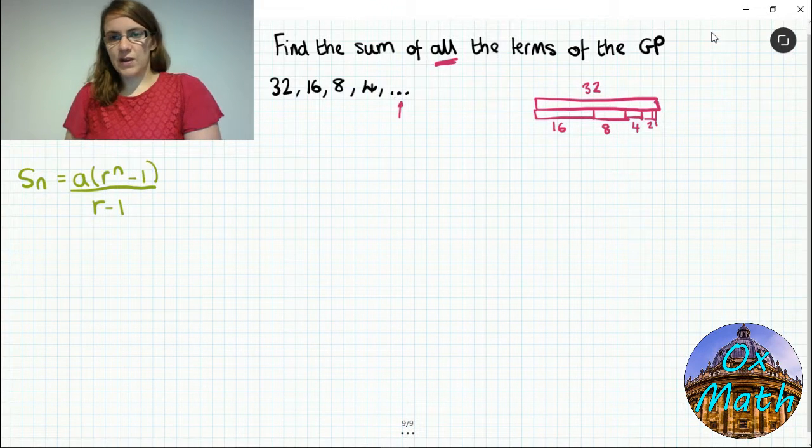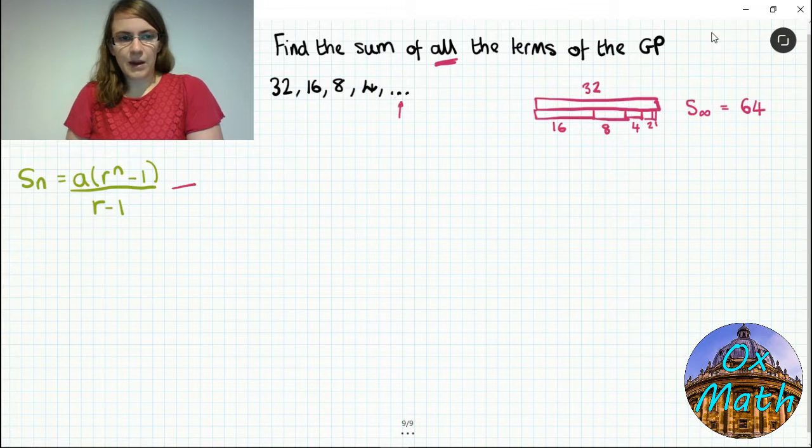So I can see straight away from this that they are all going to add up to 2 lots of 32. So my sum to infinity, we use a little symbol like that for infinity, is actually going to be 64. Now I can only do it this way if my ratio is a half, but if the ratio is anything less than 1, then this does work. As long as it is a positive number but less than 1, then you can find a sum to infinity.